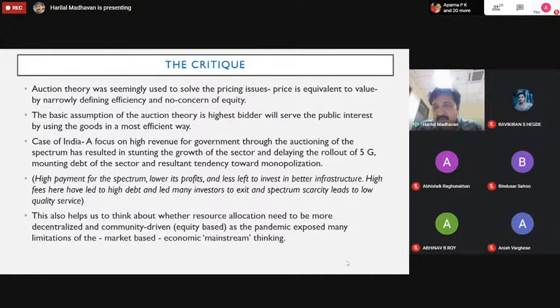That also keeps delaying the rollout of 5G. 5G has not actually rolled out yet. It was planned for this year, I think, but it has not happened yet. It's because the high payment for the spectrum lowers profit, leaving less to invest in better infrastructure. High fees have led to high debt and led many telecom companies to leave the market. Spectrum scarcity also creates problems, because the density of users in India's spectrum is about 50 times that of Russia's. There is a lot of congestion in each spectrum megahertz of bandwidth, which creates a lot of trouble.